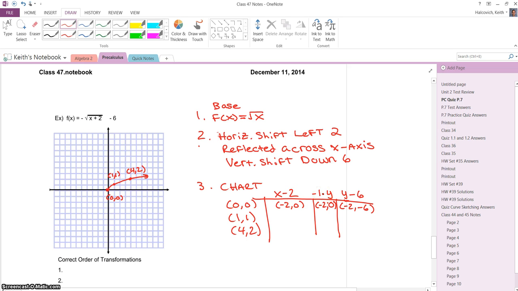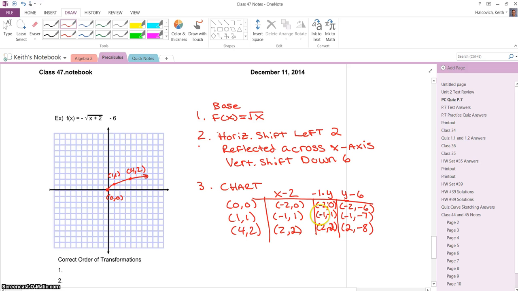Here, when we subtract 2 from the x, we get negative 1, 1. We multiply the y by negative 1, so we have negative 1, negative 1. And then we subtract 6, so we have negative 1, negative 7. Here, when the x is subtracted by 2, we get 2, 1. Multiply the y by negative 1, so 2, negative 1. And then subtract 6, so we get 2, negative 8.